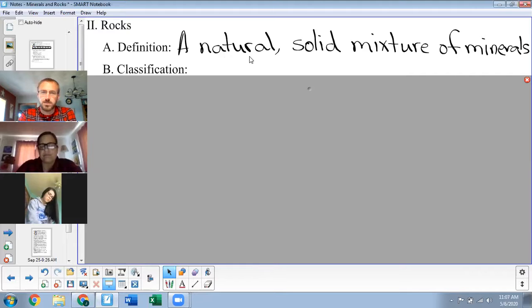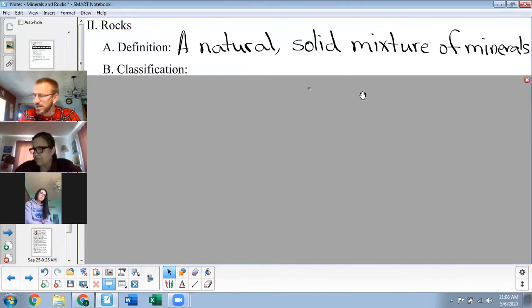A big part of it too is that it's naturally formed. That was one of the big criteria for minerals as well. If we make it in a factory or a laboratory, technically you can't call it a rock, but I'm sure you'll get away with it if you do. Okay. They're also solid, meaning magma and lava don't count as a rock because they're liquidy, and a rock is a mixture of minerals.